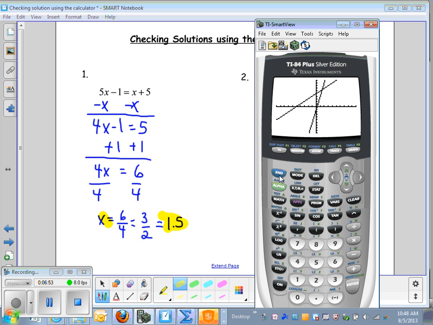And then again, if I wanted to, second calc, number 5, enter, enter, enter. My intersection is at 1.5, which is my x value. So this is a good way to check on the calculator, especially when you're doing multi-step equations, variables on both sides. All right?